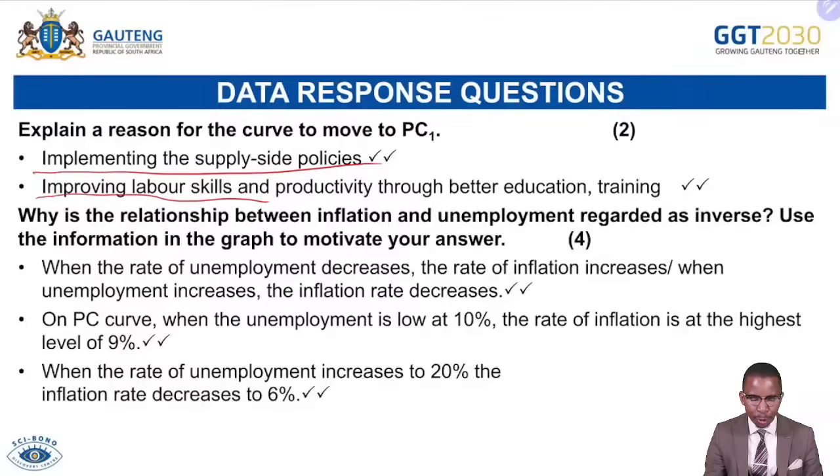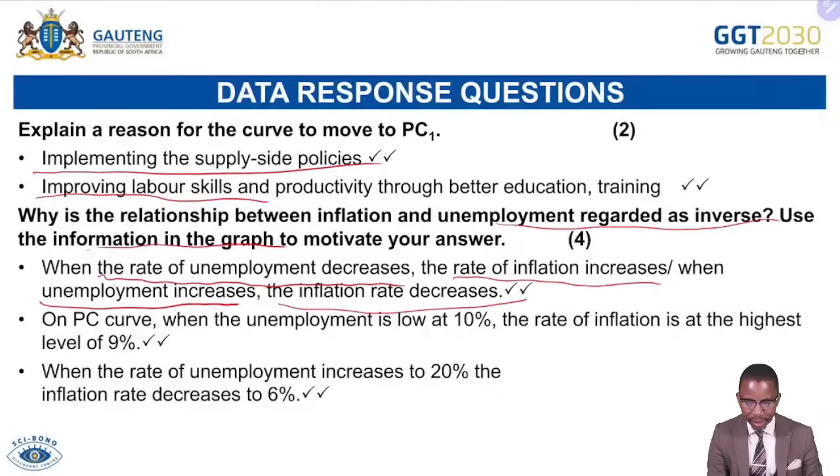Why is the relationship between inflation and unemployment regarded as negative? Use the information on the graph to motivate your answer. You are not just responding, you respond based on the graph that is given to you. Then we check. When the rate of unemployment decreases, the rate of inflation increases. When the unemployment increases, inflation decreases.